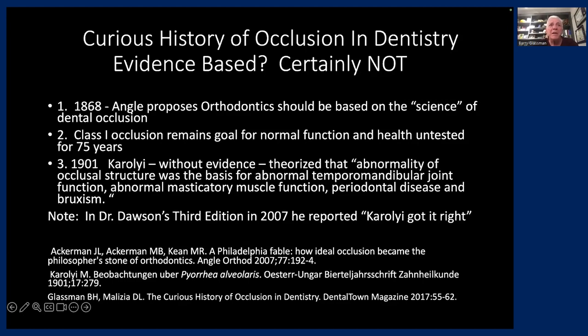How those teeth come together when the masseter and temporalis go into permanent contraction, even though, as we know, maximum intercuspation almost never happens in function, but yet it remains an orthodontic goal. In 1901, Carolee, without any evidence, theorized that the abnormality of the malocclusion was the basis for any joint dysfunction, any masticatory muscle dysfunction, periodontal disease, and bruxism. And you know, it was 1901, so no one can blame him. Unfortunately, in Pete Dawson's third edition in 2007, he pronounced Carolee got it right. Again, looking at occlusion as the number one treatment regimen, the cause and therefore the resolution of pain or dysfunction.